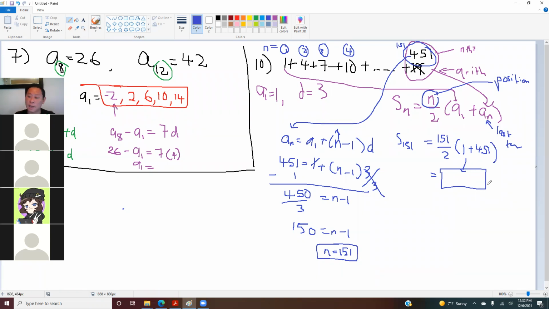Anyone got a calculator to help me to do this? This is simple, you're able to do it in your calculator. So this came up to be 34,126. Questions, anyone?